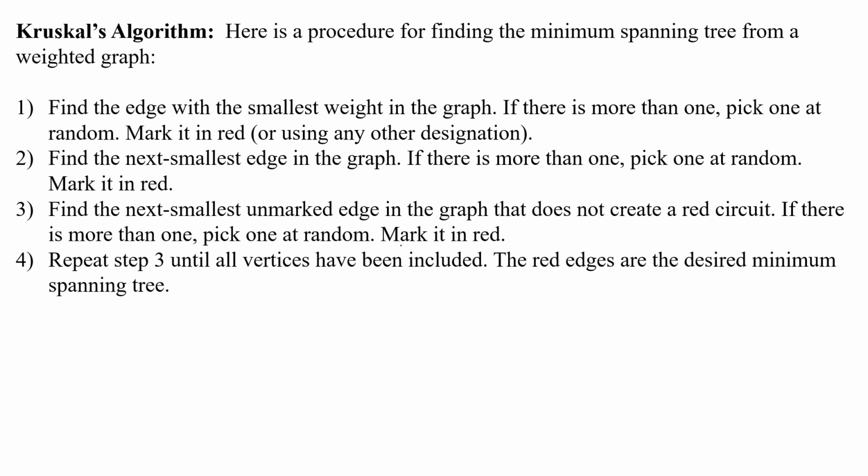And then we find the next smallest unmarked edge on the graph that does not create a circuit, because again, we don't want a circuit. If there's more than one, pick one at random, then mark it in red. Then keep repeating that until all the vertices have been included. The red edges are the desired minimum spanning tree, or the purple, or the green, or you erased ones, or however you want to do it. It doesn't matter which way. That's going to be our method here.